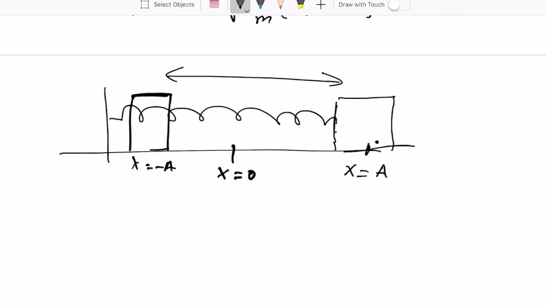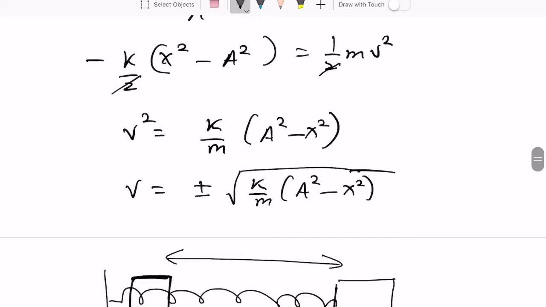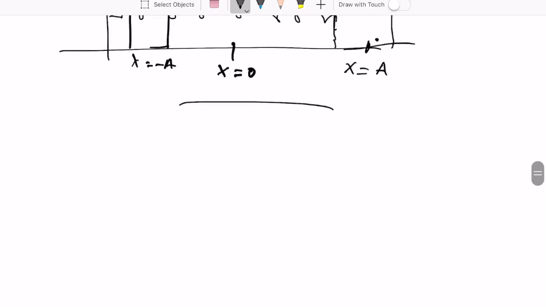This is a situation that you're going to see in chapter 14 in a couple of weeks. This is the simple harmonic oscillator. In fact, the formula that we just derived is going to be quite important in chapter 14, though we are going to derive it with a completely different approach at that time. So for now, this is just an exercise in applying the work kinetic energy theorem. You don't have to worry about the simple harmonic oscillator for now.